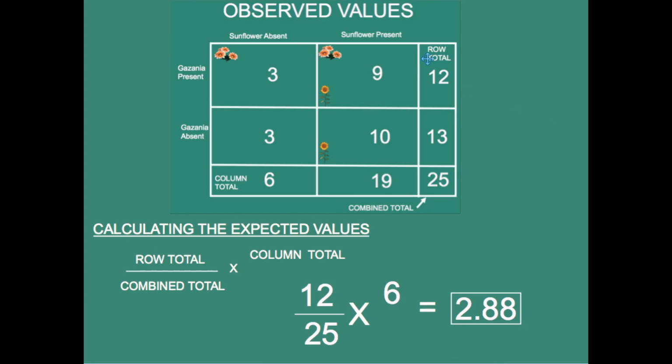Then, using this table of observed values, we calculate the expected values using this relationship here, row total divided by combined total multiplied by column total. So here for this example, for instance, the row total is 12 divided by the combined total, which is 25, multiplied by the column total, which is 6 for this column here, and that comes to 2.88.